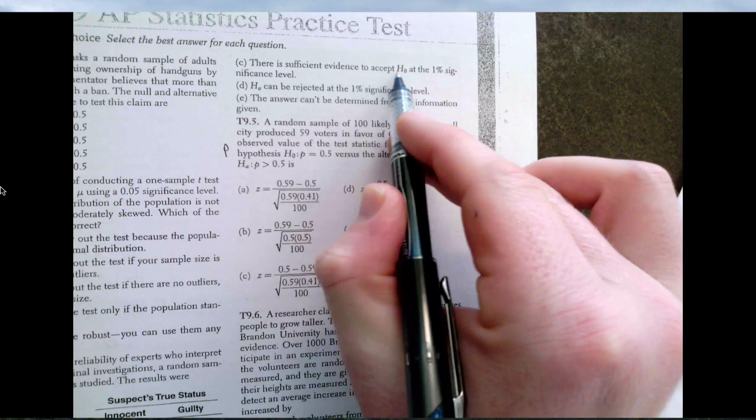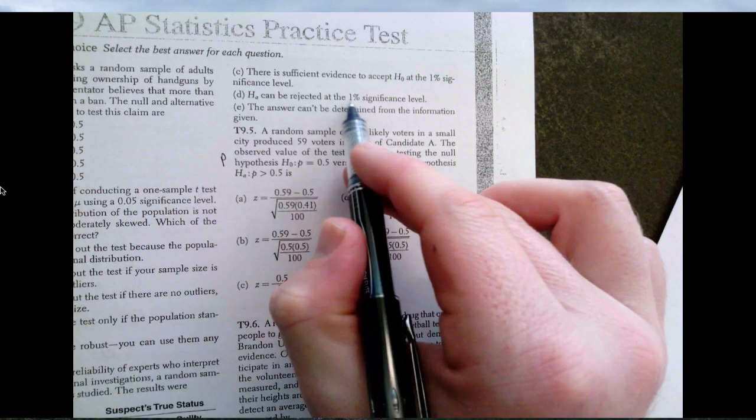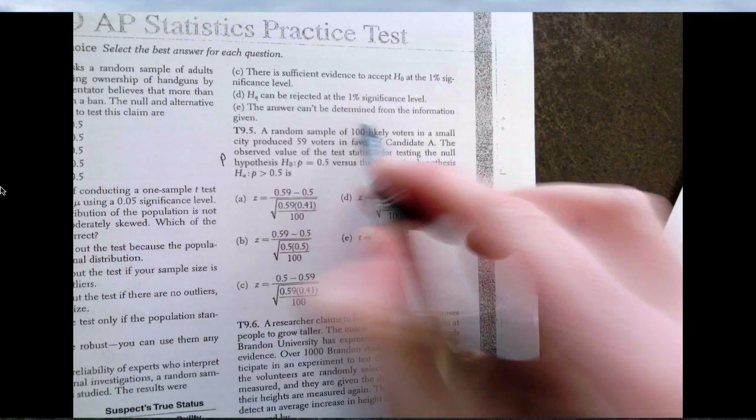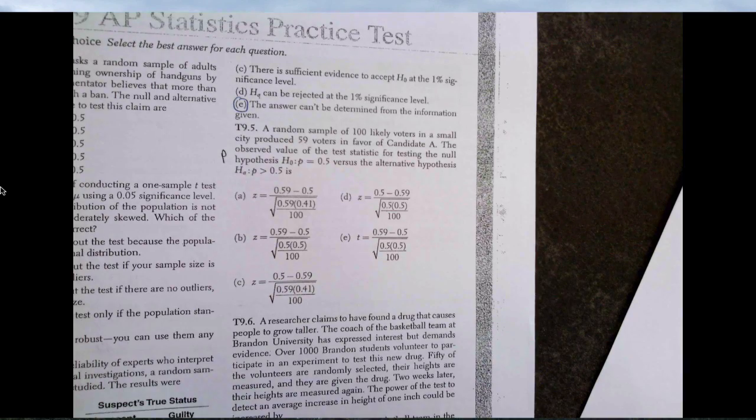They didn't tell us anything about the p-value. There's sufficient evidence to accept. No, we don't know that either. H sub A can be rejected. We never reject the alternate. And then the answer can't be determined. Yeah, we don't know enough information. We need to know the p-value in order to answer this question.